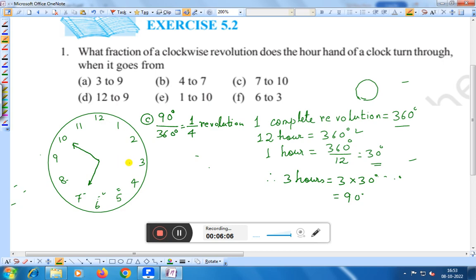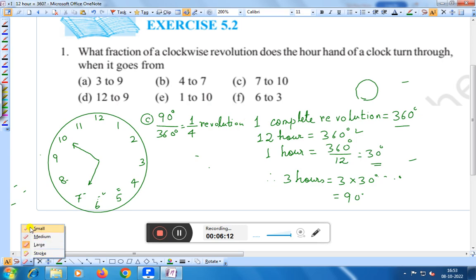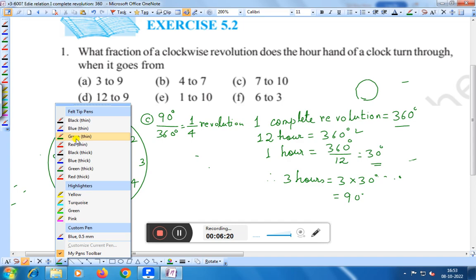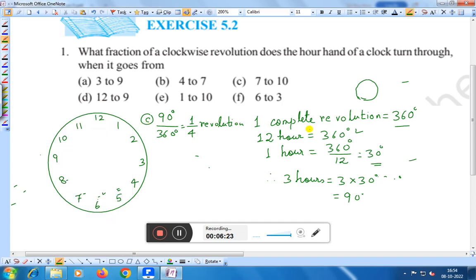Next question number D, 12 to 9. Let us take 12 to 9. Now 12 to 9. You find here that this is the center of the clock. This is 12. This is 9.